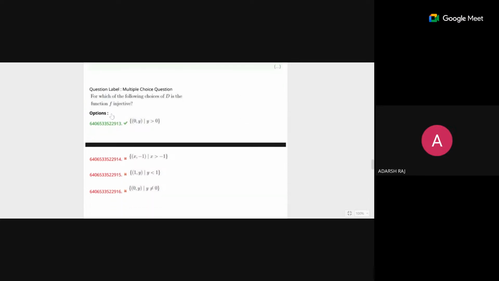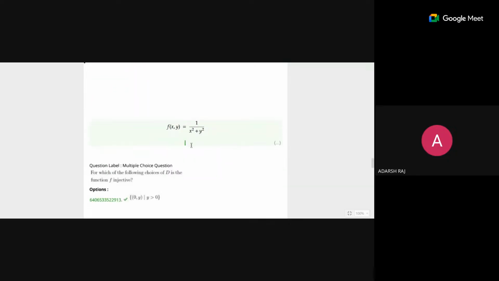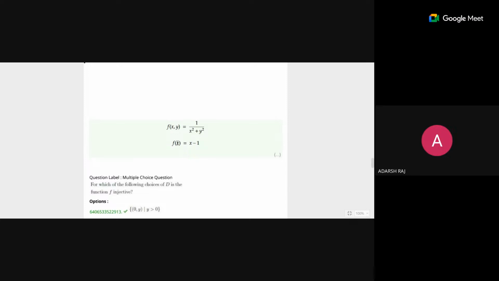So this is the next question: for which of the following options of D? Okay, let's answer this one, it is a simple question. So x minus 1. Tell me what will be the minimum value of this function?